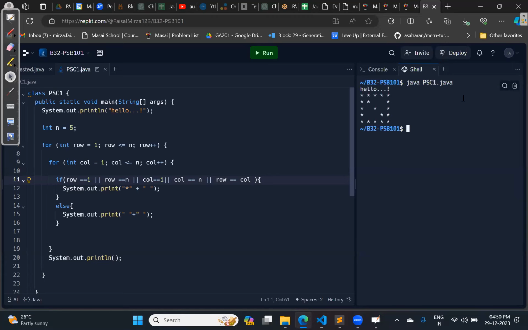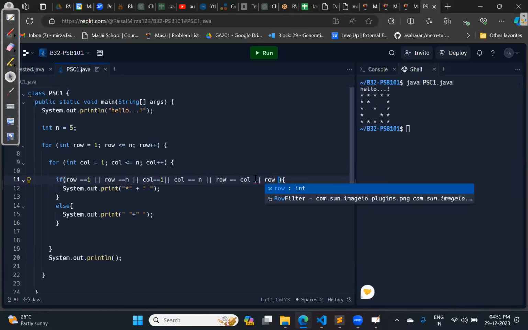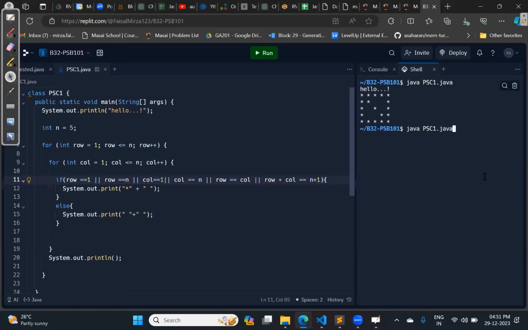Getting it? Now I want to add the second diagonal as well. What is the condition for the second diagonal? We know that when we add row plus column, its value becomes equal to n plus 1. This was our observation from yesterday's class. Okay? Do it. Row plus column equals to n plus 1, then also print the star.